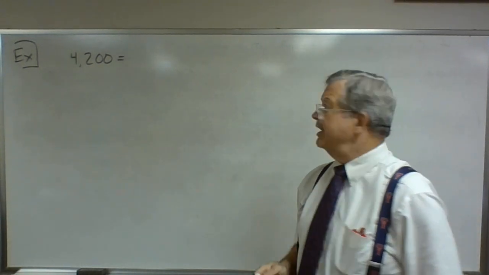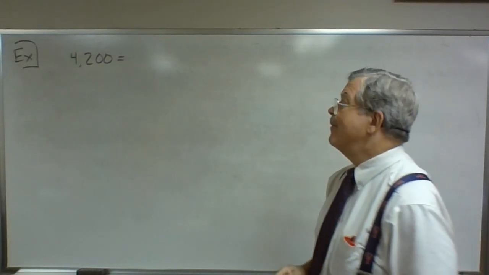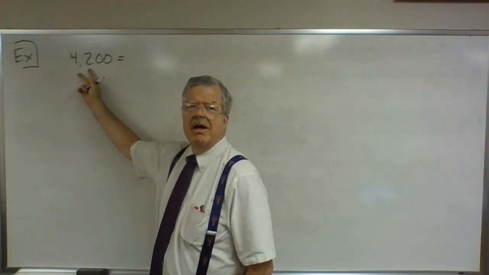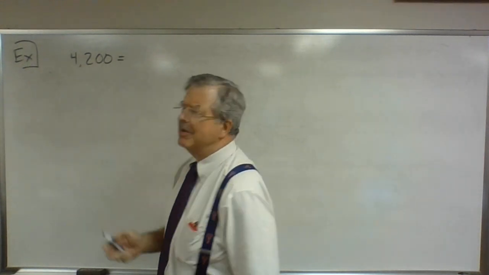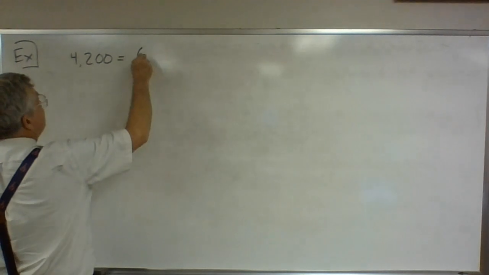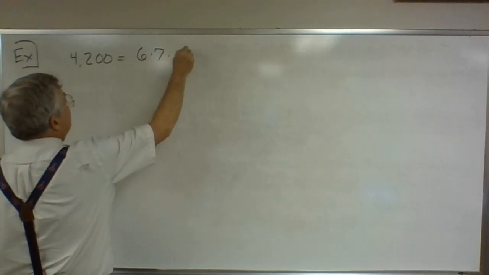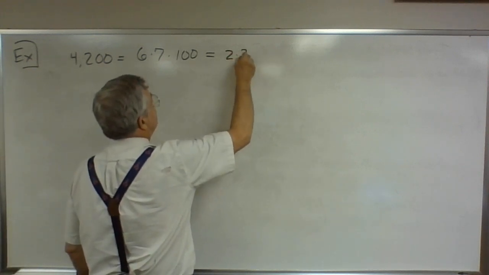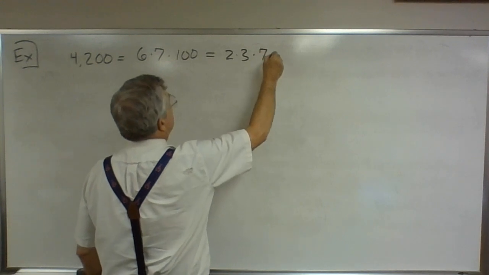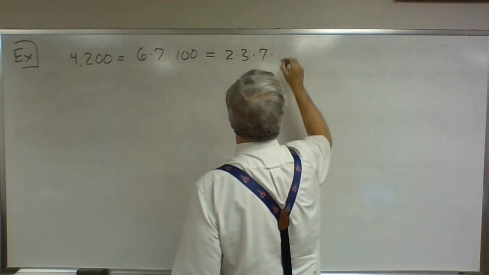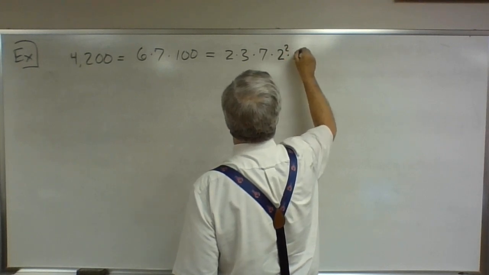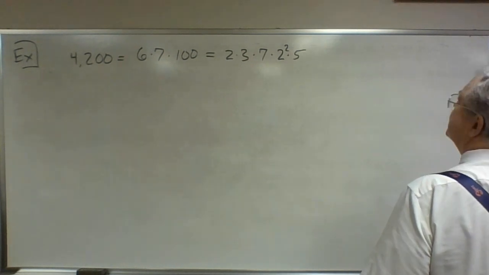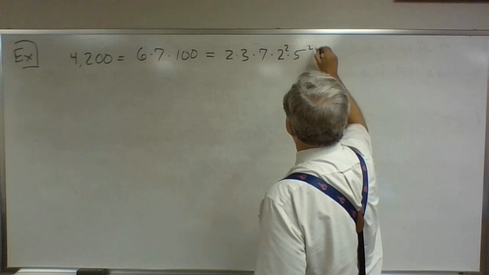Let's consider a quick example, 4,200. This is actually pretty easy because it's 100 times something. 6 times 7 is 42. Okay, let's go with that. 6 is 2 times 3. And 100 is 2 squared times 5. No, 2 squared times 5 squared.